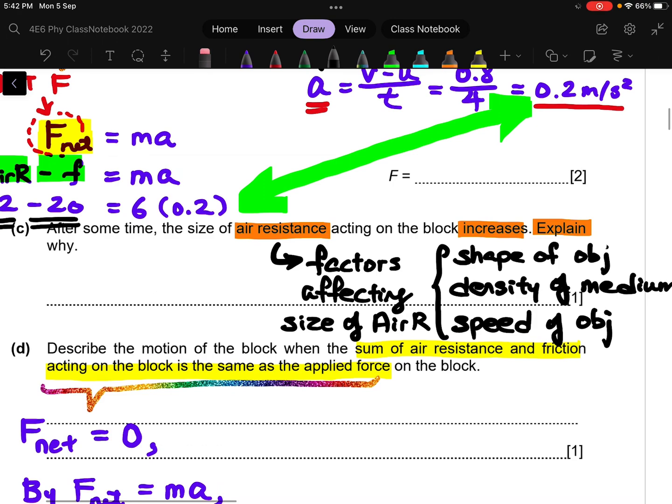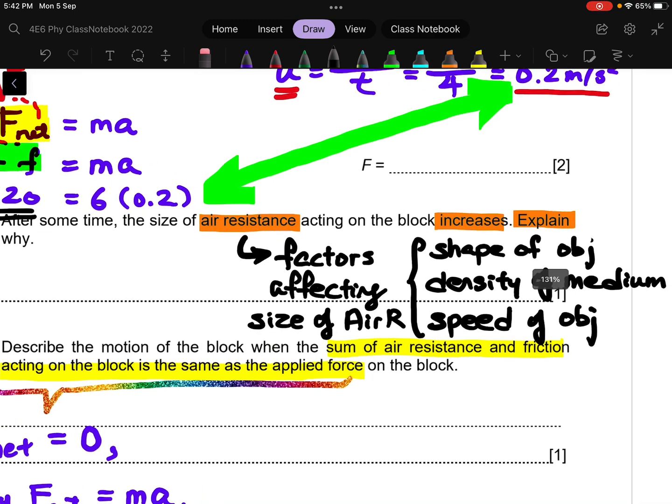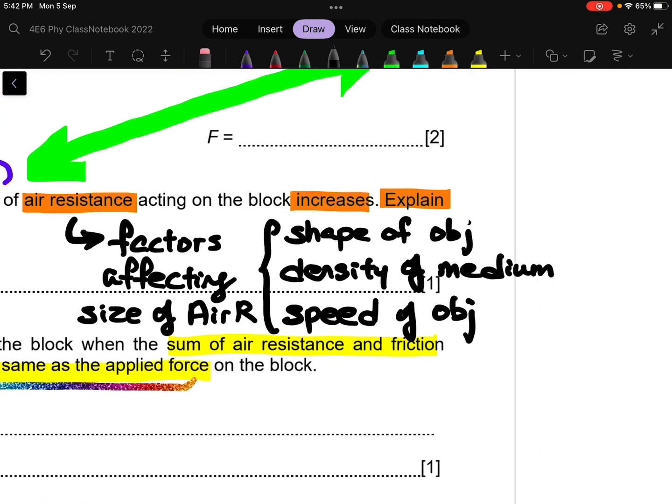Then for part C, many of you gave me a very lengthy answer, and actually the question is basically asking you, why is it that the air resistance gets bigger? So it's a one line answer, so you should keep your answer very concise. So when you see a one line answer, the first thing you should do is ask yourself, what are the factors that affect the size of air resistance? And in your book, there are 3 of them: the shape of the object, whether it becomes more or less aerodynamic; the density of the medium, for example, you're moving through mud, or through air, or through water; and the last one is the speed of the object.